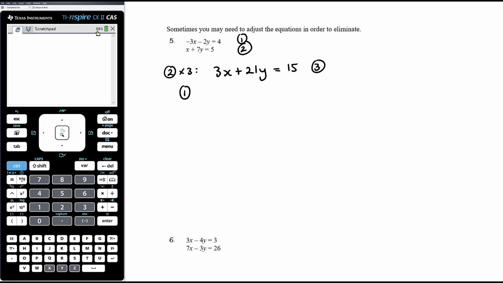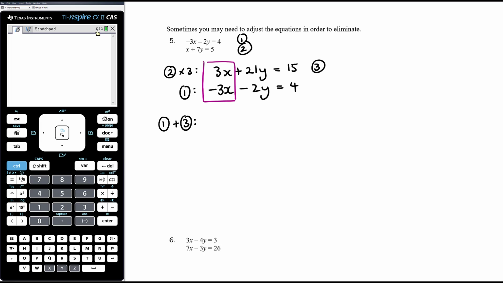I'm going to rewrite equation 1 underneath here. I don't need to do anything to it. Equation 1 is negative 3x minus 2y equals 4. And now I'm poised and ready to eliminate because I've created the same term in both equations. So I'm going to need to add those to make 0. 3x plus negative 3x is 0. So this time I'm adding equation 1 and equation 3, my adjusted equation 2. Adding those will eliminate x.